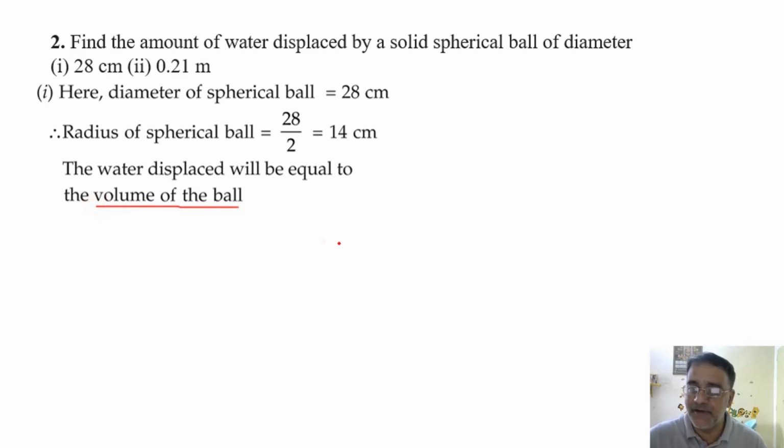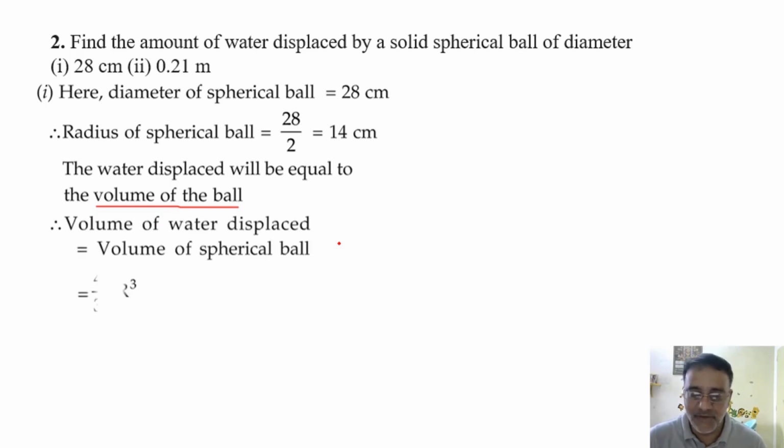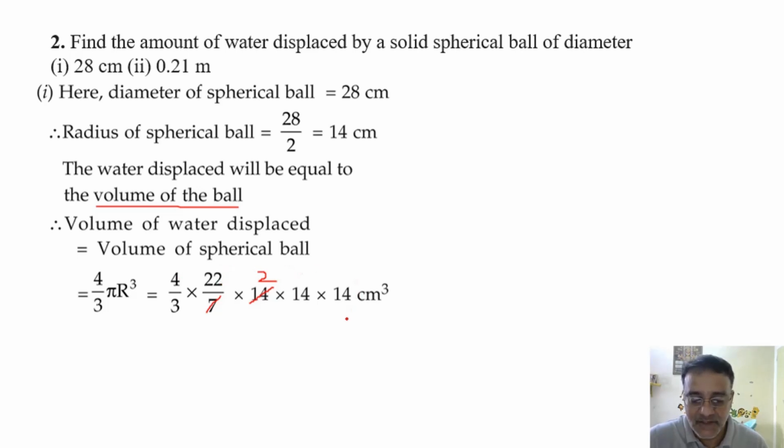Okay. And the volume of the ball. The ball is in the shape of a sphere. So what is the volume of the ball? 4 by 3 pi r cube. Very good. 4 upon 3 pi r cube. Now we'll substitute the value of pi and r. So this will cancel, and nothing else cancels. So 4 into 22 into 2 into 14 into 14.